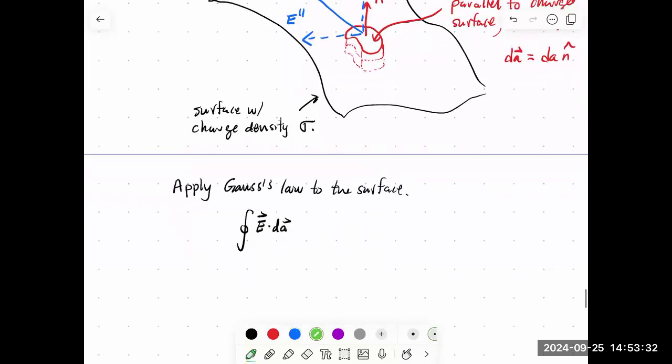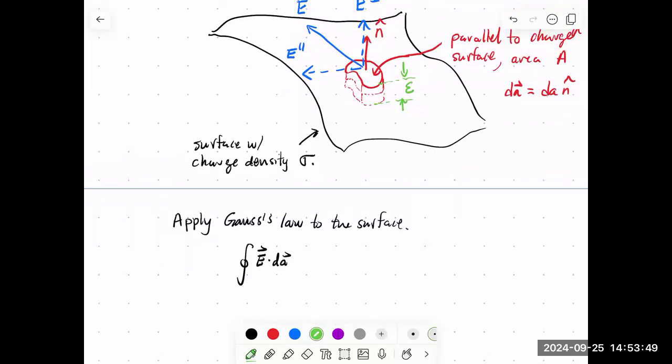The one other piece of information that I'm going to specify is that when I look at the thickness of my Gaussian surface, I'm going to say that that has thickness epsilon. And I'm going to use epsilon to represent some infinitesimal thickness.